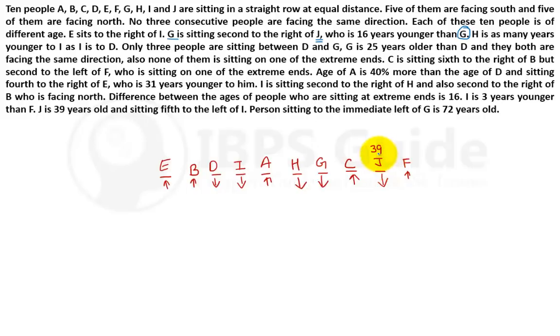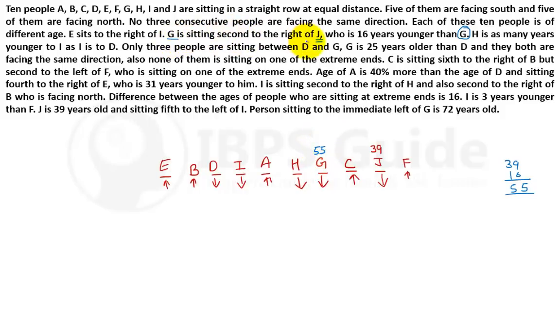J is 39 years old and G is older. J is younger than G by 16 years, so add 39 plus 16: 9 plus 6 is 15, 3 plus 1 is 4, and 5, that is 55 years. Who would be 55 years old? G. Then only this line will be satisfied.